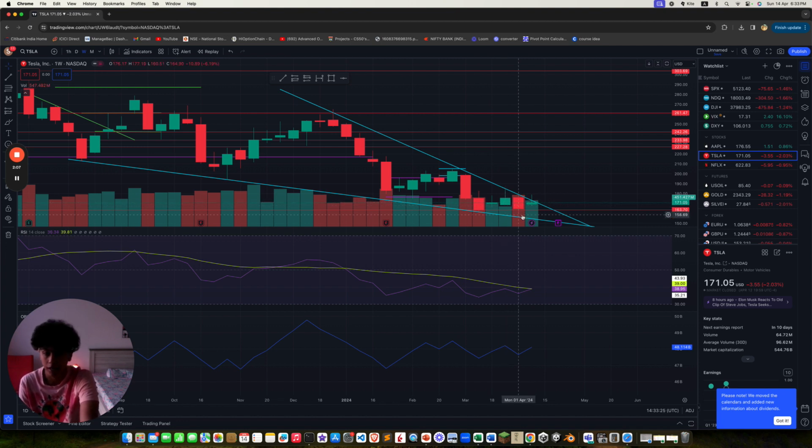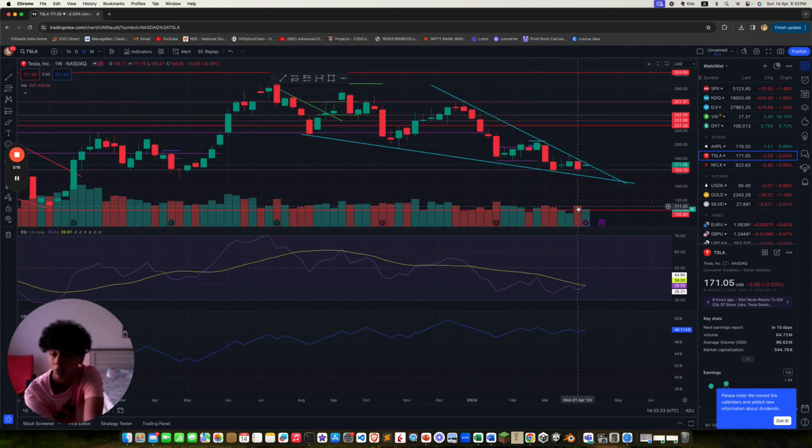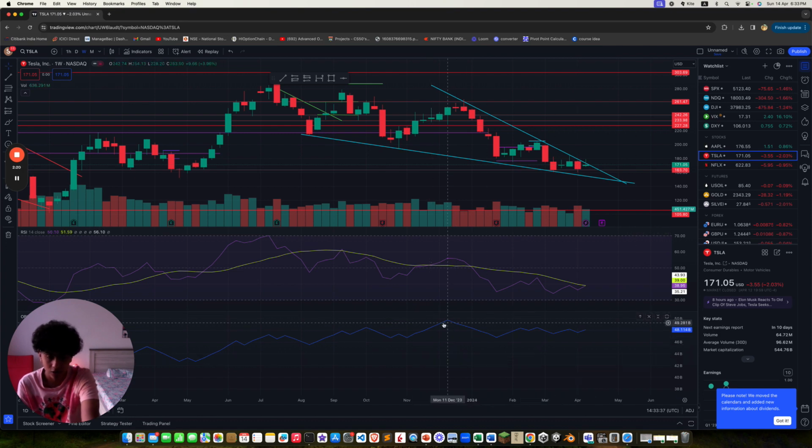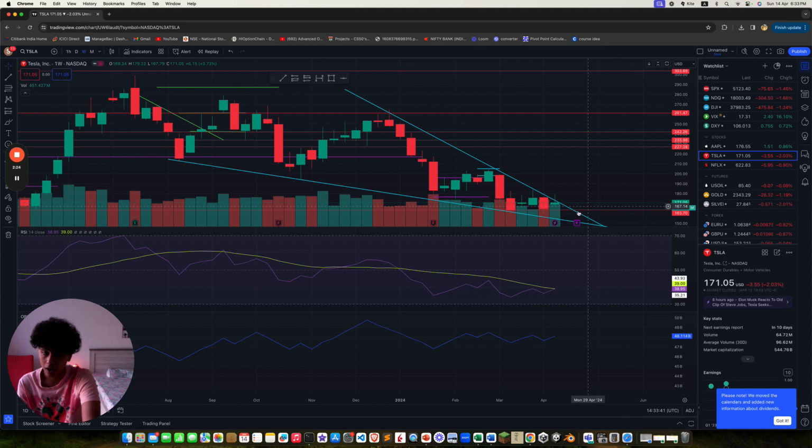However, the next week we had a bearish candle, and then this week we had another inside bar candle, or harami in terms of candlestick, and on lower volume than the previous week as well. RSI is definitely going down, OBV is going down as well, so the overarching theme is that Tesla goes down.